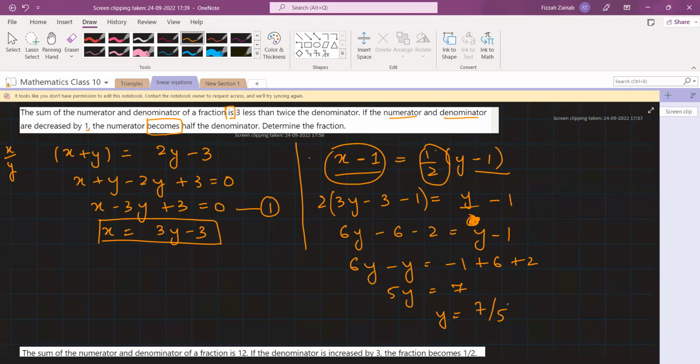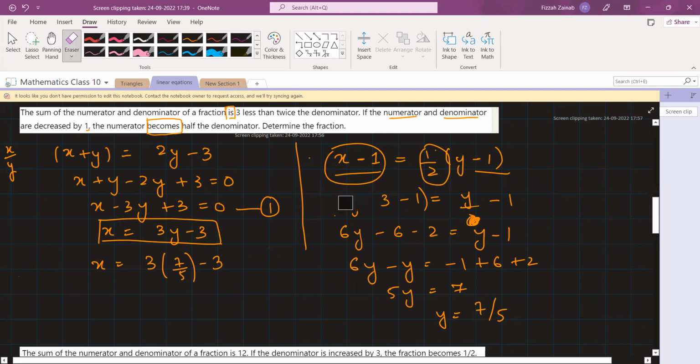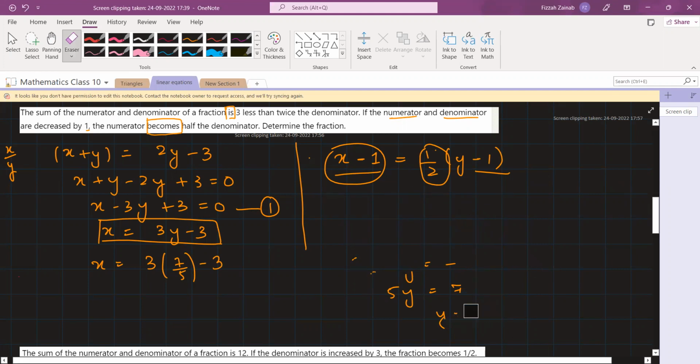Anyway, let us find x is equal to 3 into 7 by 5 minus 3. I don't think this is correct. Hamna, are you also getting the same y? Let me do the calculation again. I think very quickly I have done it. Let me do it properly.